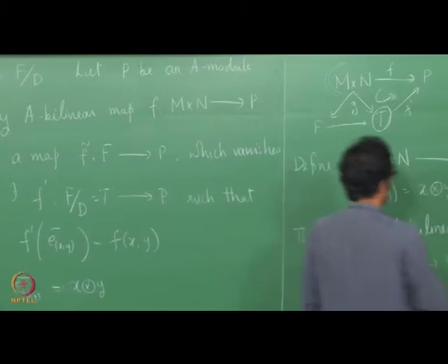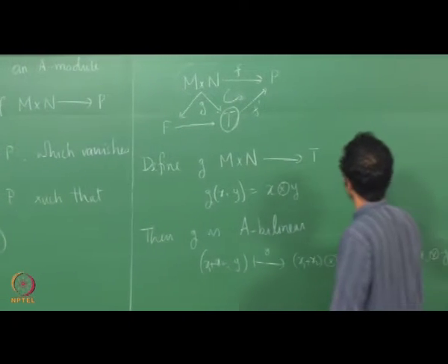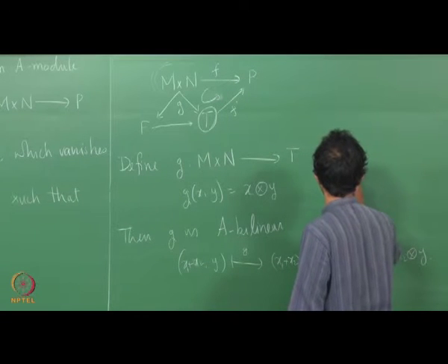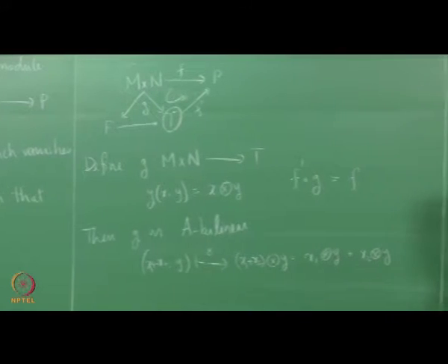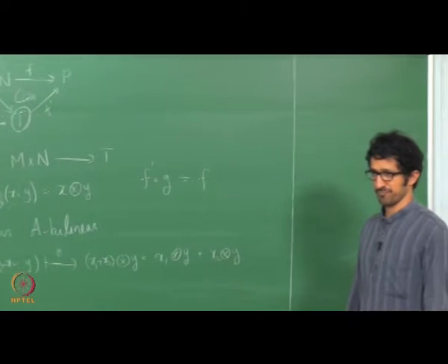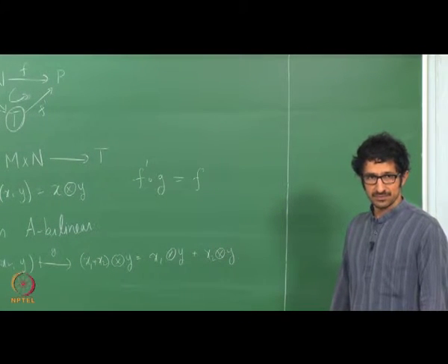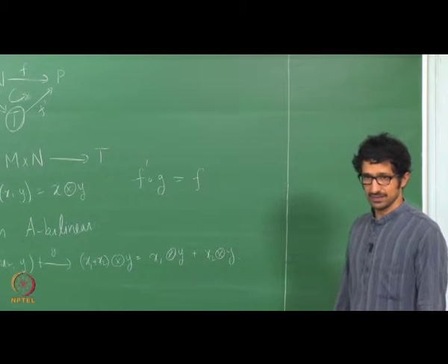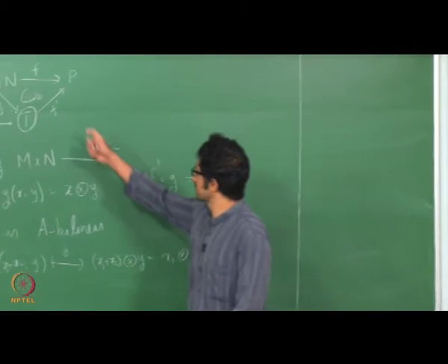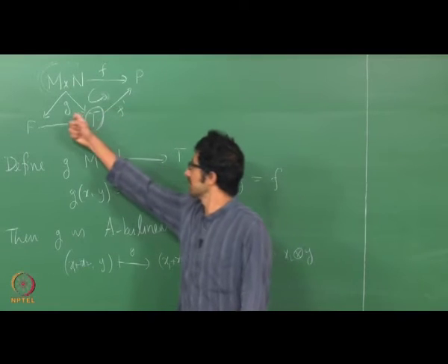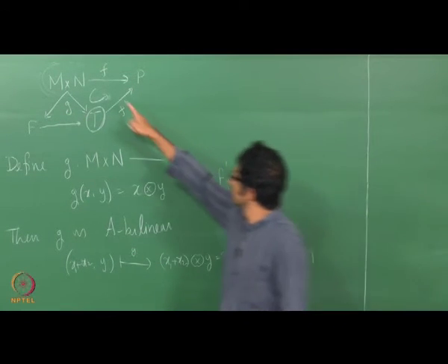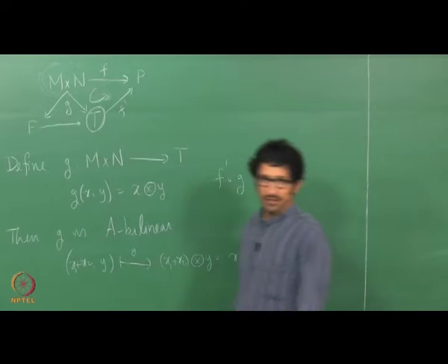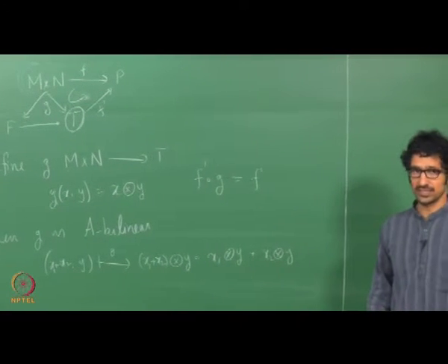and by definition, f prime composite g is f. Right? By definition, that is how we have constructed f prime, that is how we have constructed g. So by definition, we have this map f filters through T.